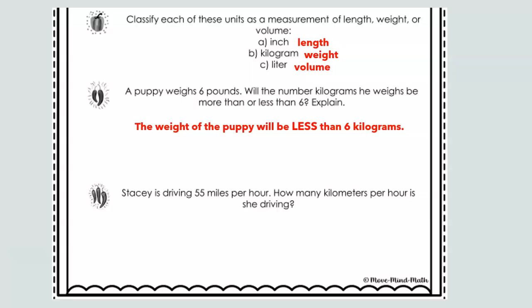Stacy is driving 55 miles per hour. How many kilometers per hour is she driving? Well, to solve this problem, you would take 55 times 1.6, and that would equal 88 kilometers per hour. The 1.6 is the number of kilometers within 1 mile.